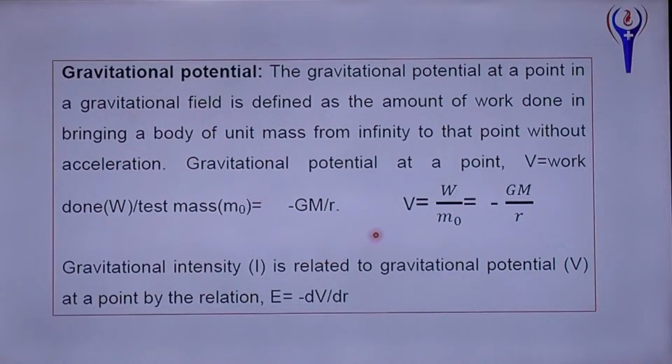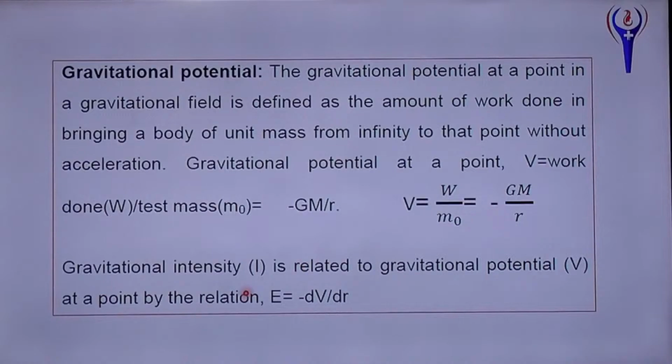Gravitational potential is work done per unit mass. Electric potential we studied: work done per unit charge, V equal to W by Q. Same like that, V equal to W by m. There we studied test charge Q naught, here test mass m naught. What is gravitational potential? It is the amount of work done in bringing a unit mass from infinity to that point without acceleration, against the gravity. The negative sign indicates that the work is done against the gravitational force.